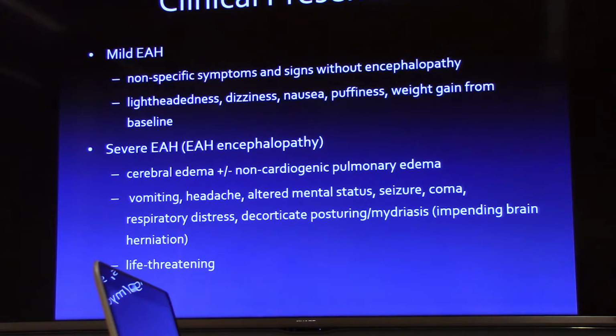So the clinical presentation for mild EAH is fairly non-specific, but the key is that there is no neurologic compromise. So it can range from lightheadedness, dizziness, nausea, puffiness to weight gain from baseline. In the severe symptomatic form, which is often dubbed as EAH encephalopathy, you essentially have cerebral edema plus or minus non-cardiogenic pulmonary edema. And with it, you have vomiting, headache, altered mental status, seizure, coma, respiratory distress, may even see decorticate posturing or mydriasis, which indicate impending brain herniation. And this can be life-threatening.